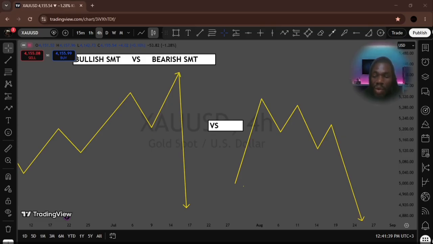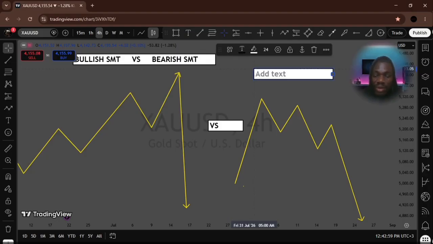When it fails to make a higher high, what are we going to do? When another correlated pair fails to make a higher high, then that is a bearish SMT divergence.